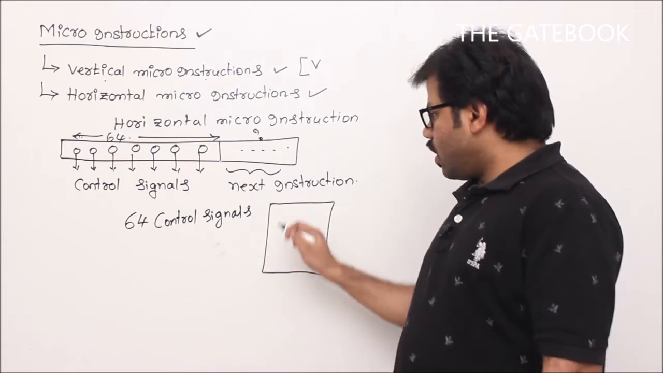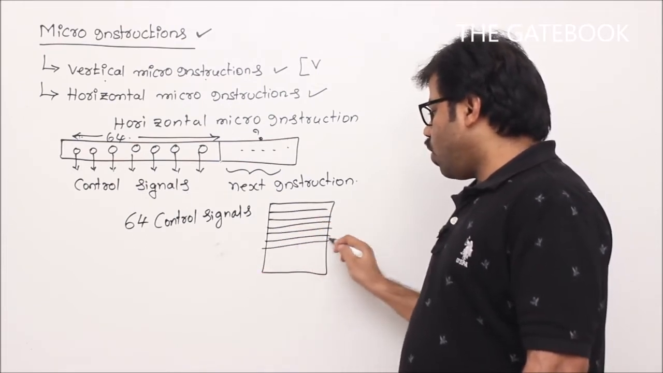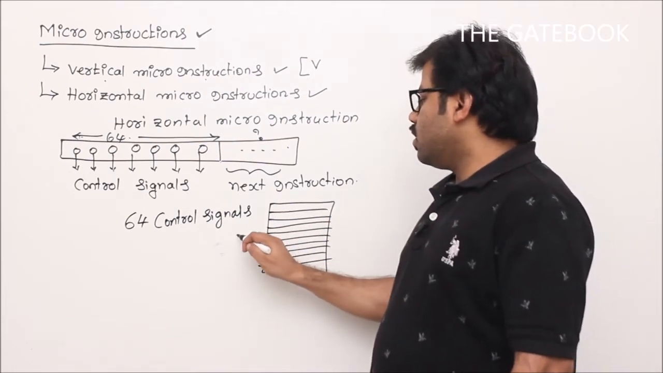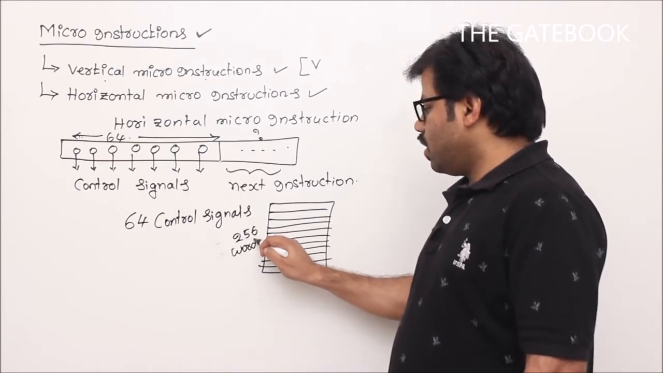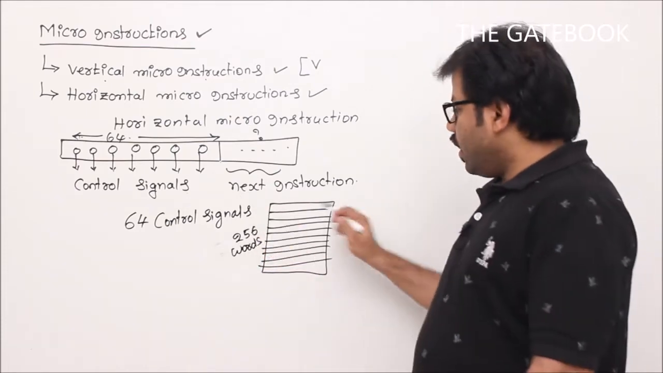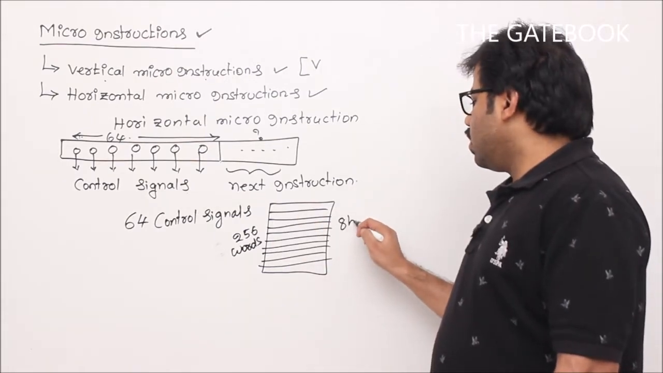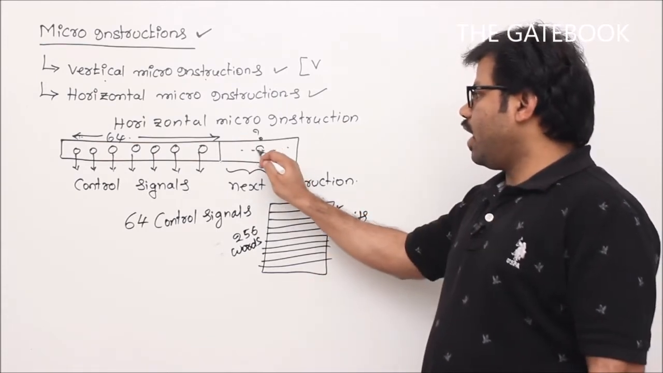So assume that your control memory contains some micro operations. Let's say this memory size is 256 words. To uniquely differentiate the 256 words, how many bits are required? 8 bits. So there are 256 different locations, and to identify them, 8 bits are required.